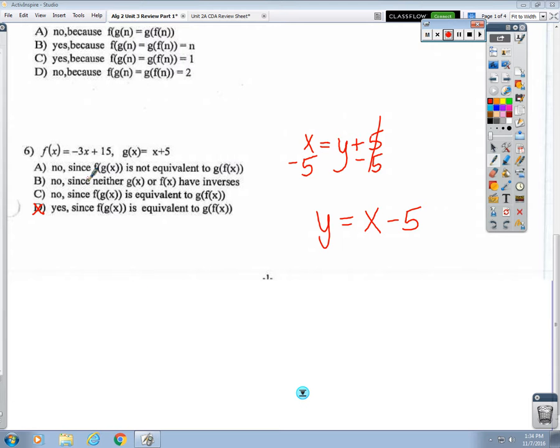It says since neither g of x or f of x have inverses. Well, didn't we just find the inverse of that one? And we can find the inverse of that one, you just have to do the 2 steps. So we mark that one out. Now, using your common sense, do you think it's no because they're not equivalent or no because they are equivalent? They're not, so it's A. Does that make sense to everybody? Okay, now flip to the next page.